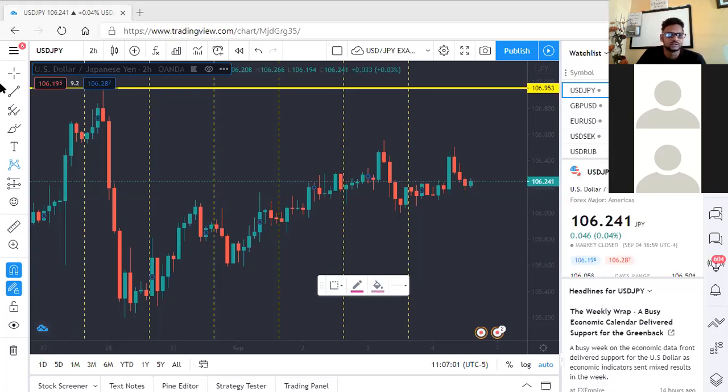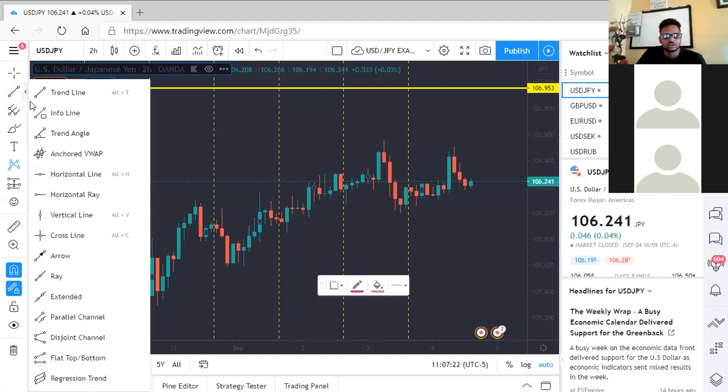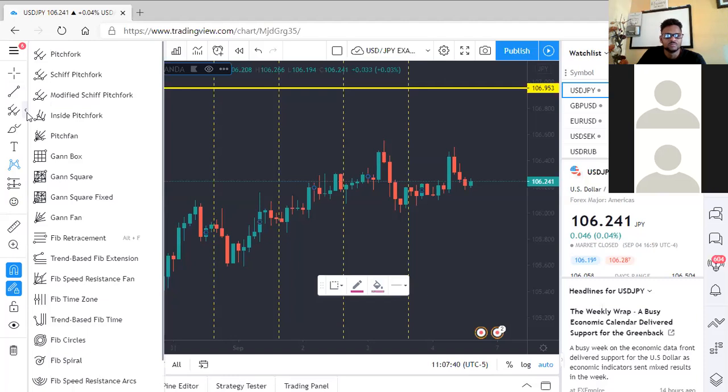Next, you have different icons here as well. If you look at it, you will see your crosshair here. You can click on it. It gives you different icons for the cross, the dots, the arrows, the erasers. If you go here, you see the trend lines, the info line, the rays and the arrows, the cross lines vertically and horizontally. This small icon right here gives you the different analysis tools that you need.